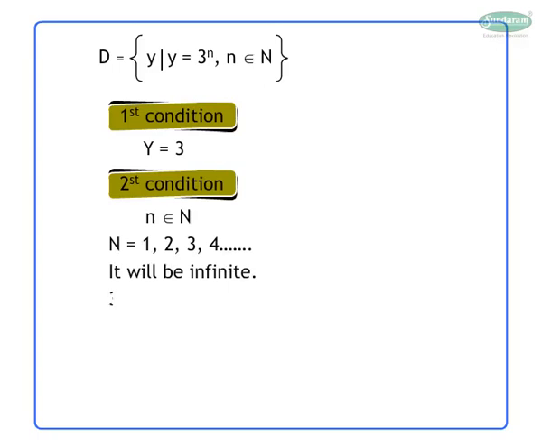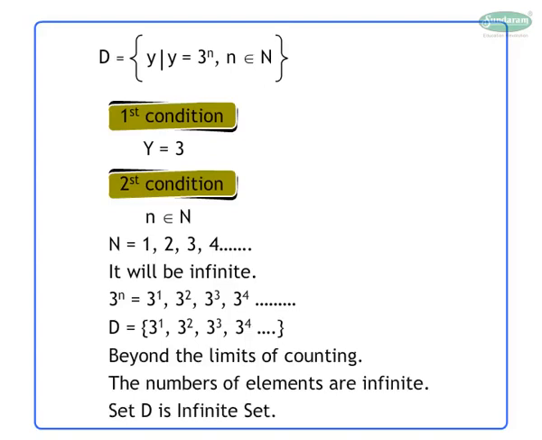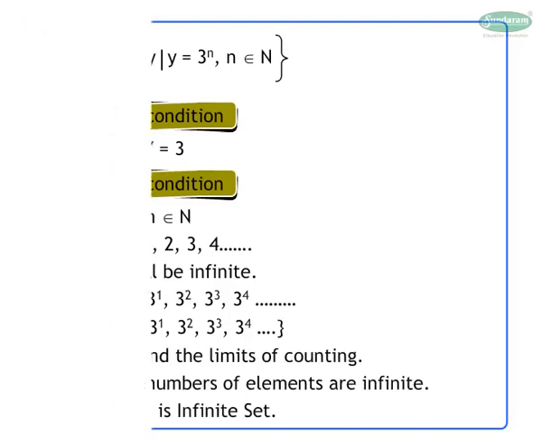Hence, 3 to the power of n will be 3 raised to 1, 3 raised to 2, 3 raised to 3, 3 raised to 4, and so on. We can keep on writing the powers of 3 to infinity. So students, set D will contain elements which are beyond the limits of counting. The number of elements is infinite. Such sets are called infinite sets.